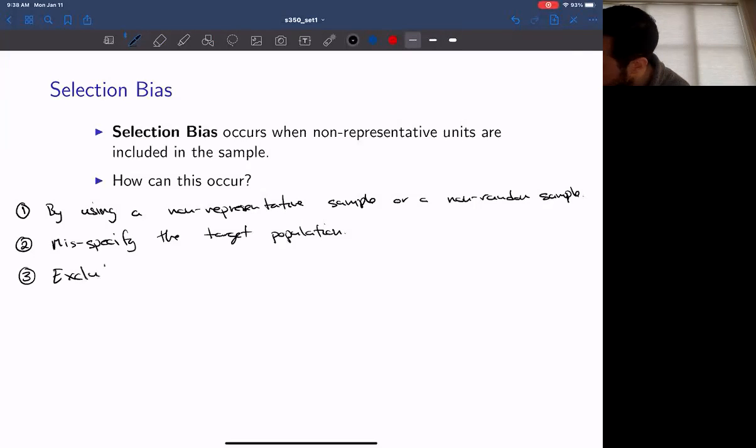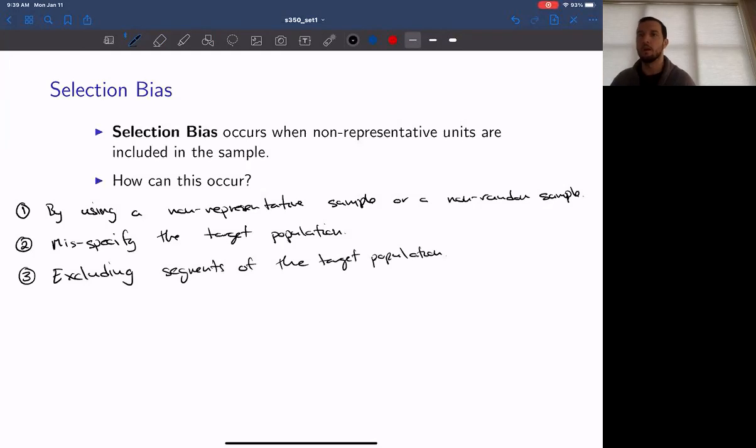Selection bias can also occur if we exclude segments of the target population. If we actively don't reach out to certain people that would belong to the target population, of course, this is going to create a bias.